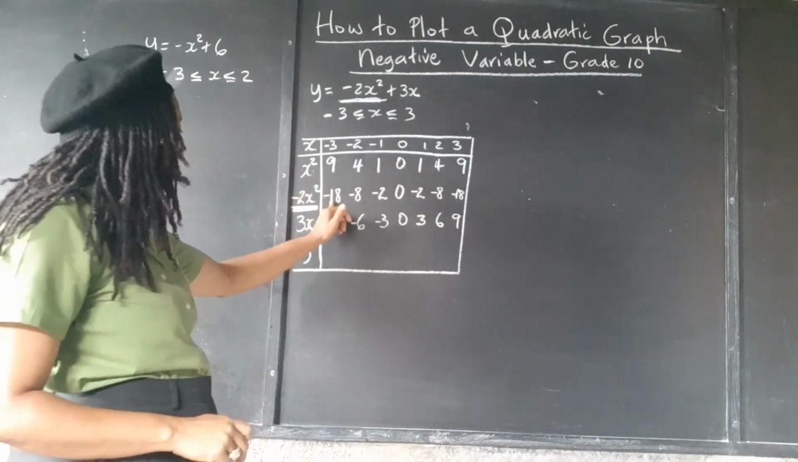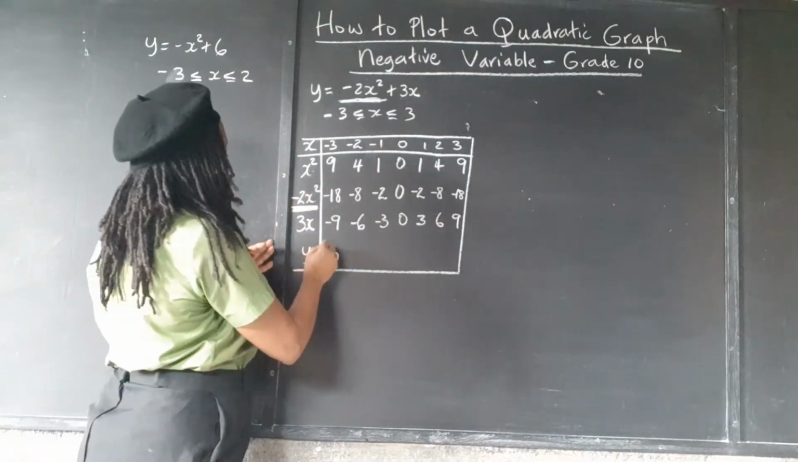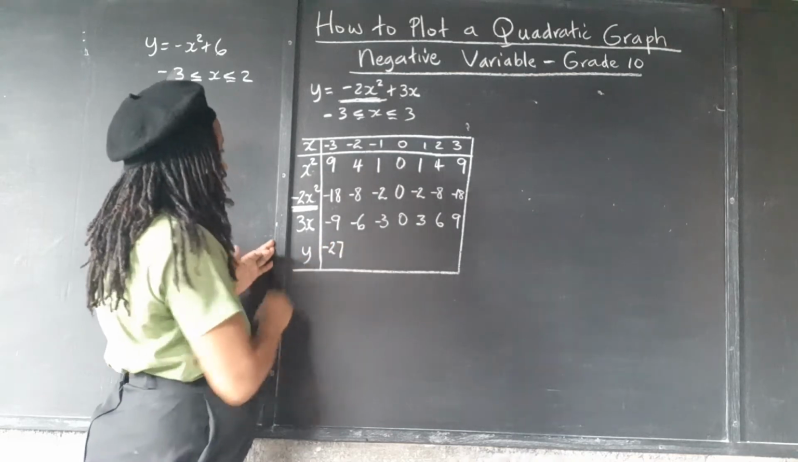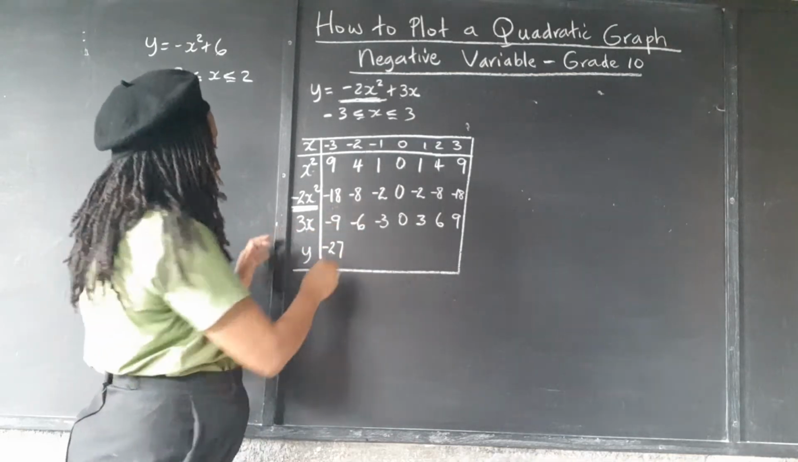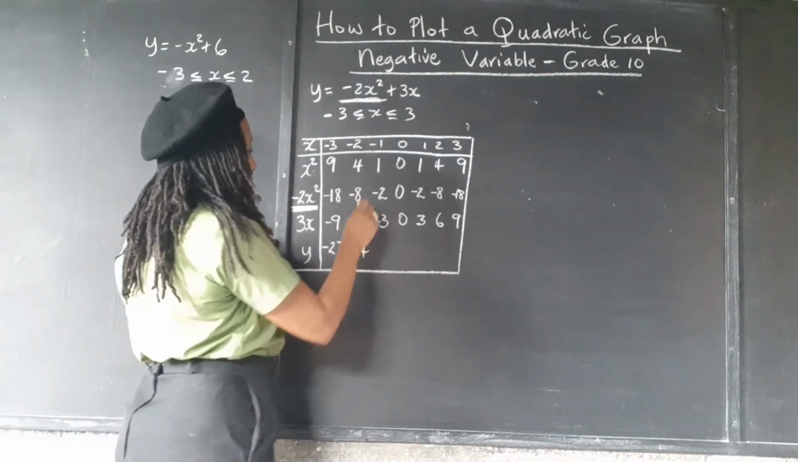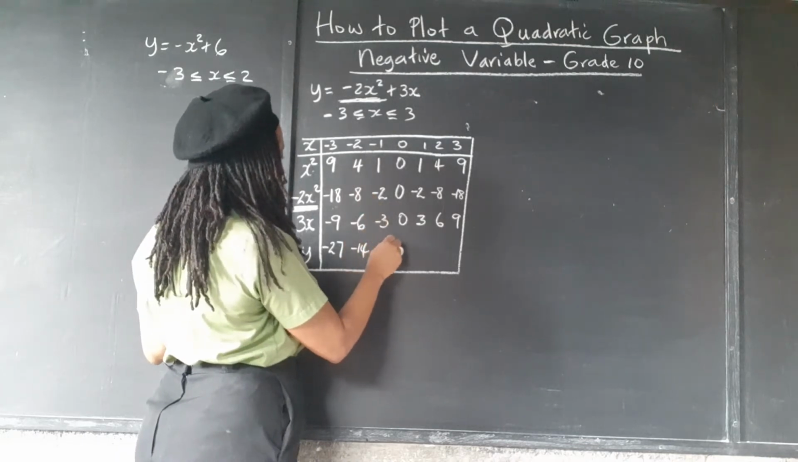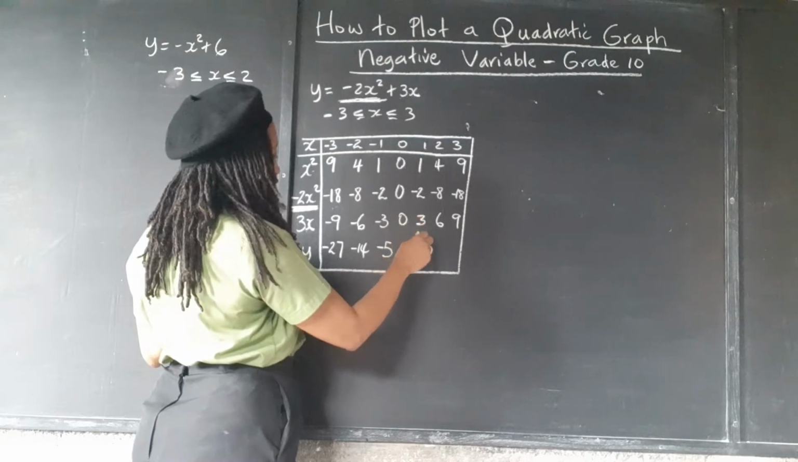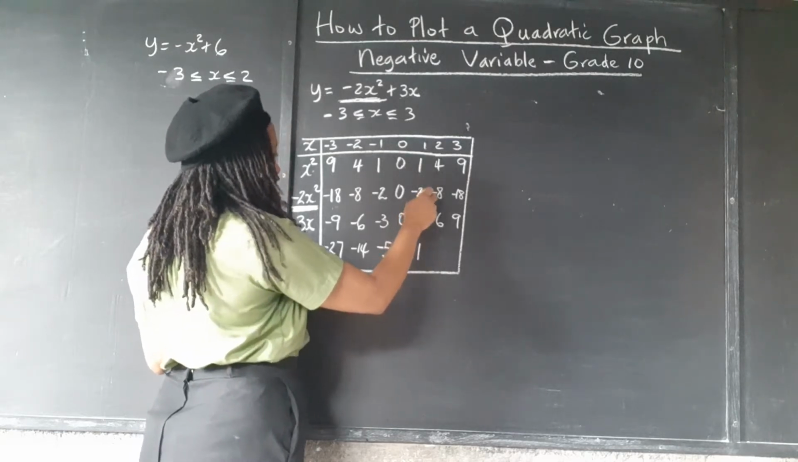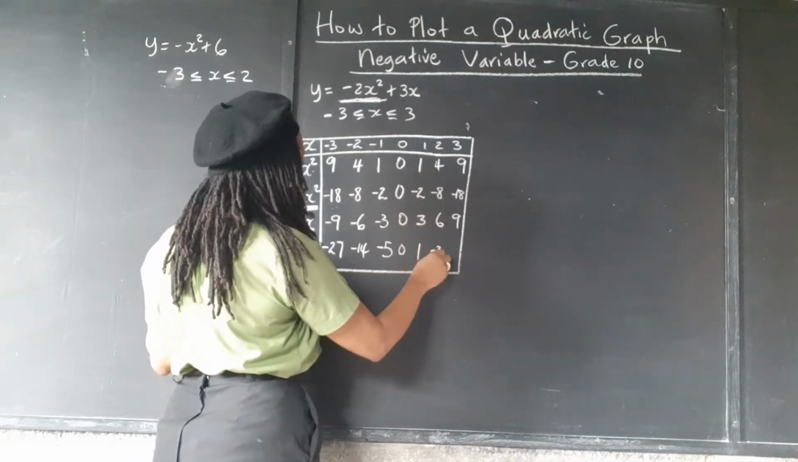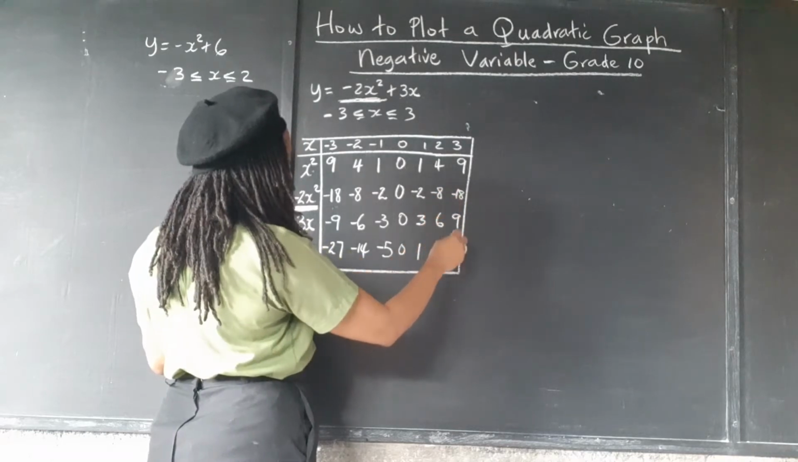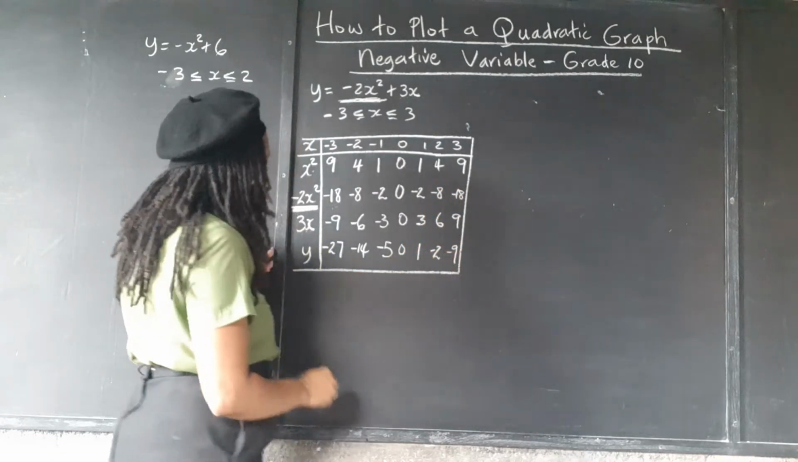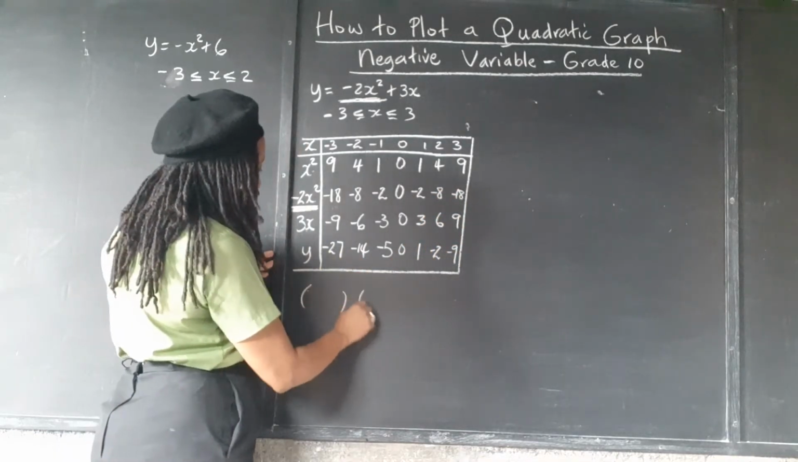So it's negative 18 minus 9, which is negative 27. Negative 8 minus 6, negative 14. Negative 2 minus 3, negative 5. 0. Negative 2 plus 3, that's 1. Negative 8 plus 6, that's negative 2. And negative 18 plus 9, that's negative 9. So now we can write our ordered pairs.